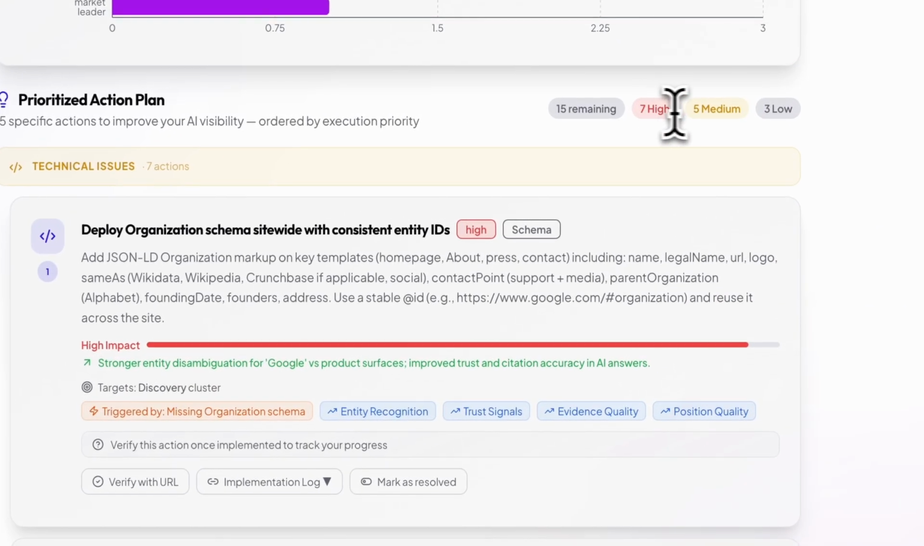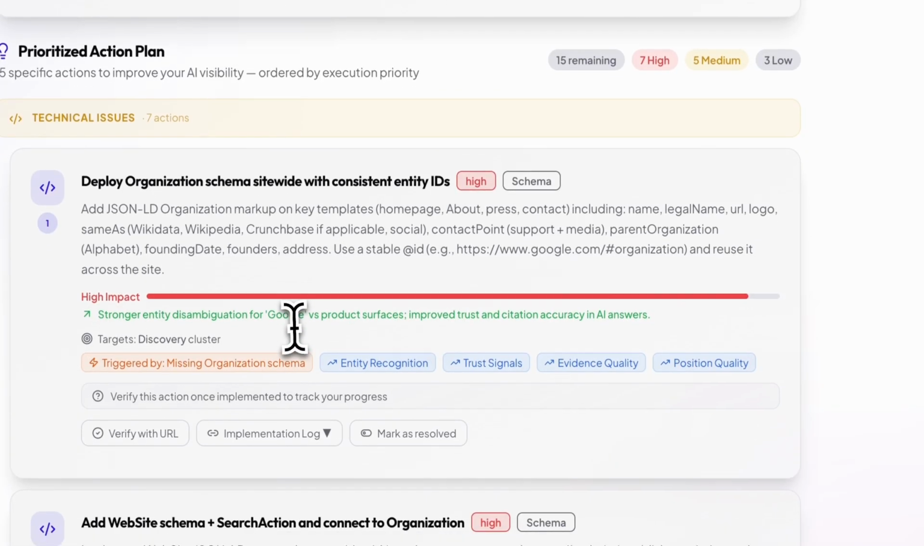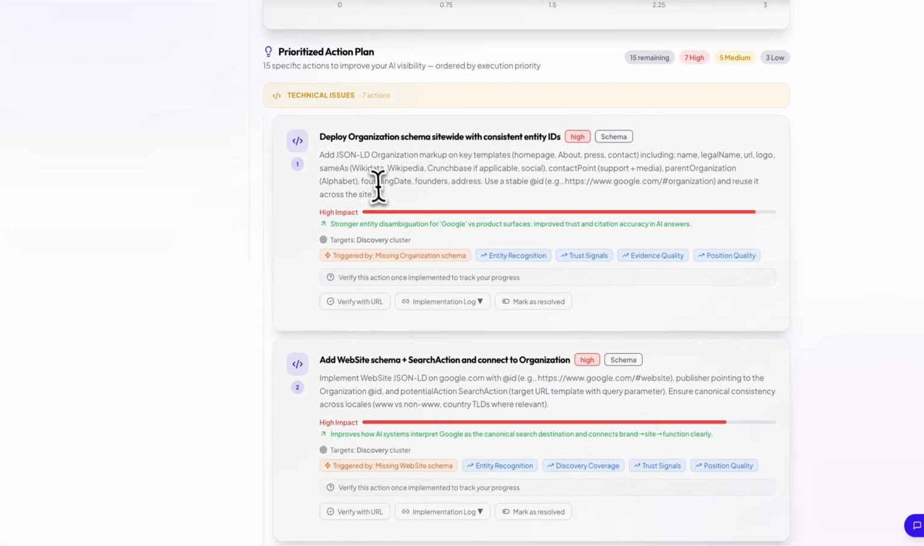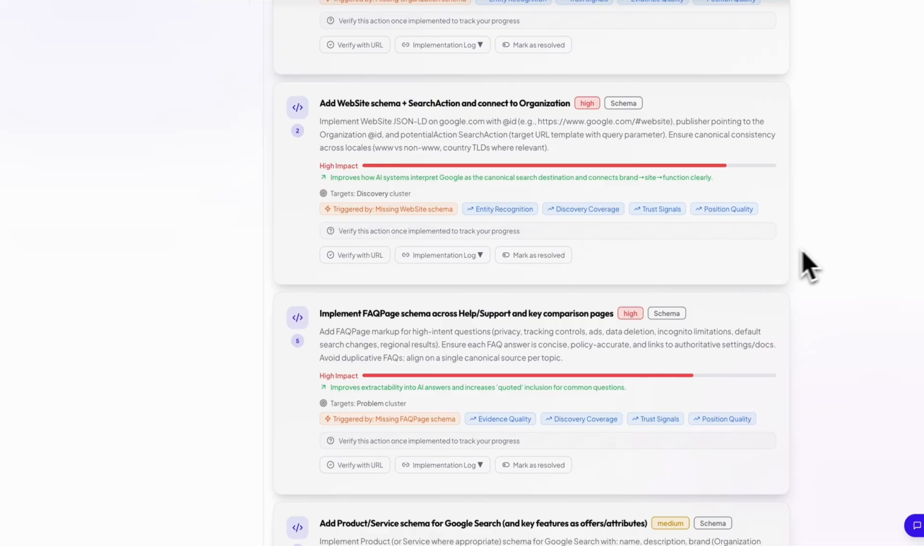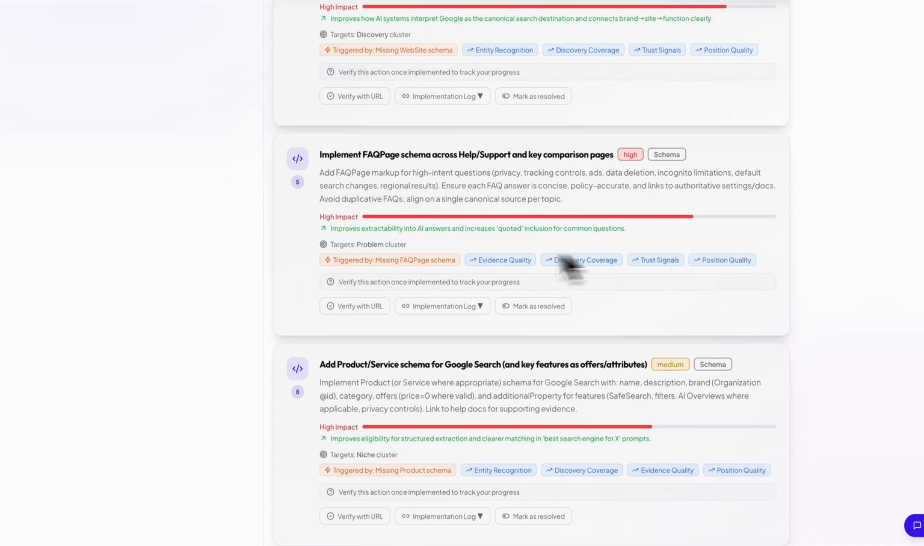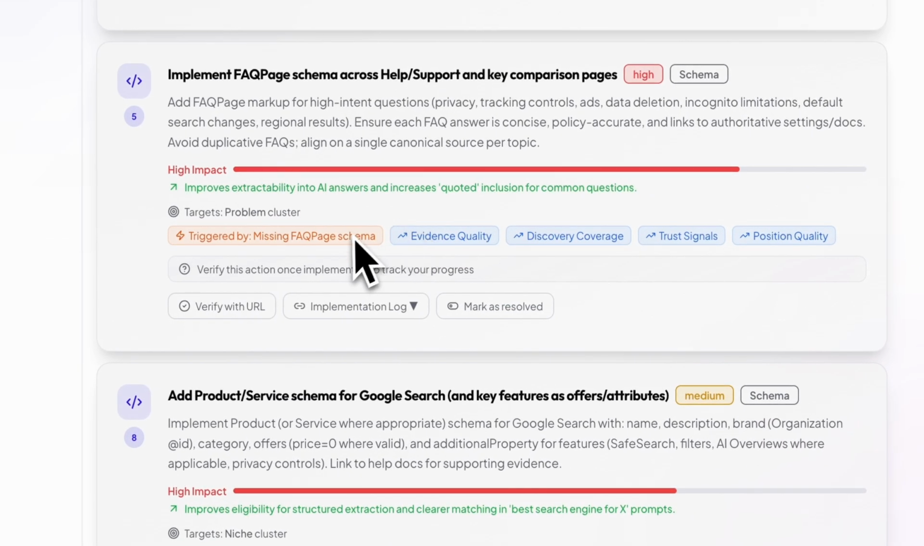High-impact fixes typically influence visibility across multiple prompts. You can treat this like a roadmap, not just analysis. Instead of trying to improve SEO, you're solving specific visibility problems.